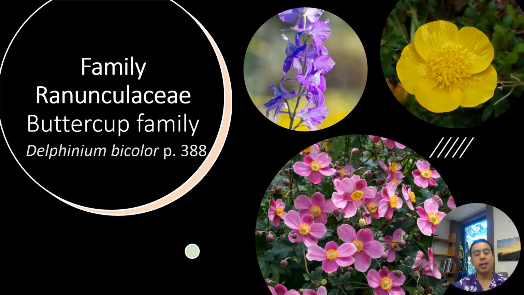Next up, we're going to be talking about the Ranunculaceae family, also known as the buttercup family. And specifically, we'll be going over Delphinium bicolor, which can be found on page 388 of your book.